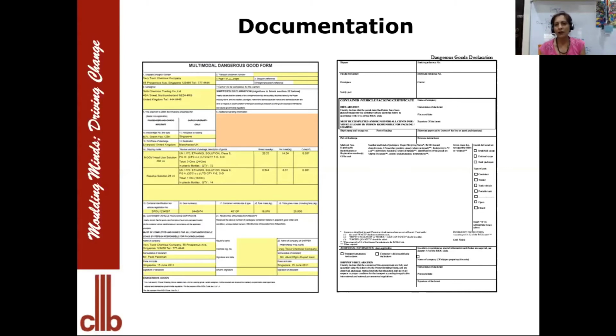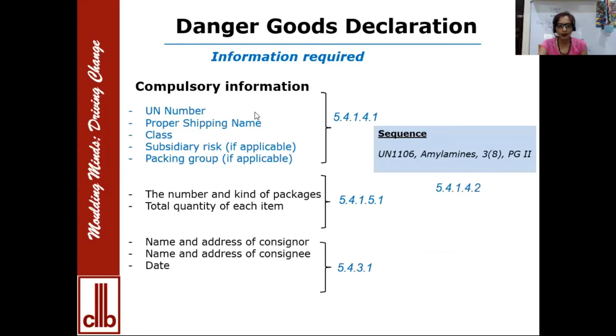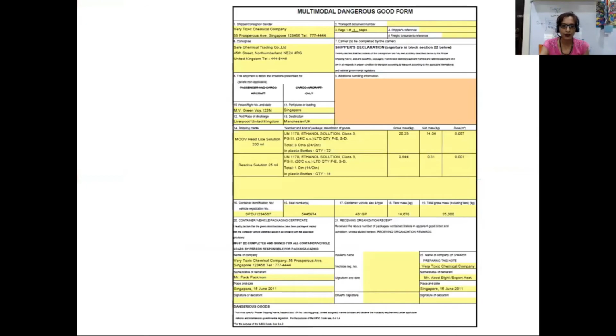But over time that has changed, in that now all carriers are telling you to use the multimodal dangerous goods form. When we look at this form, you can see that it is not just a dangerous goods declaration form, it is also a container packing certificate, because at this portion here they put their container vehicle packing certificate. This is where the CPC surveyor is supposed to fill up the information and sign it.